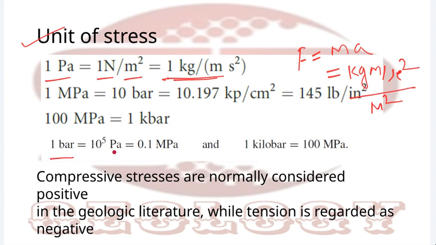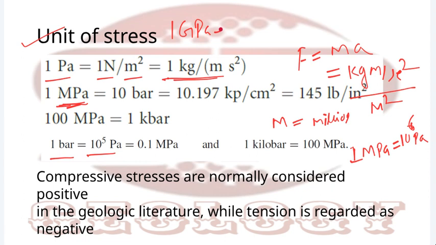1 bar equals 10 to the power 5 Pascal. An important thing in MPa: capital M is for million. This is called megapascal. 1 megapascal equals 10 to the power 6 Pascal. Or 1 gigapascal is equal to 10 to the power 9 Pascal.